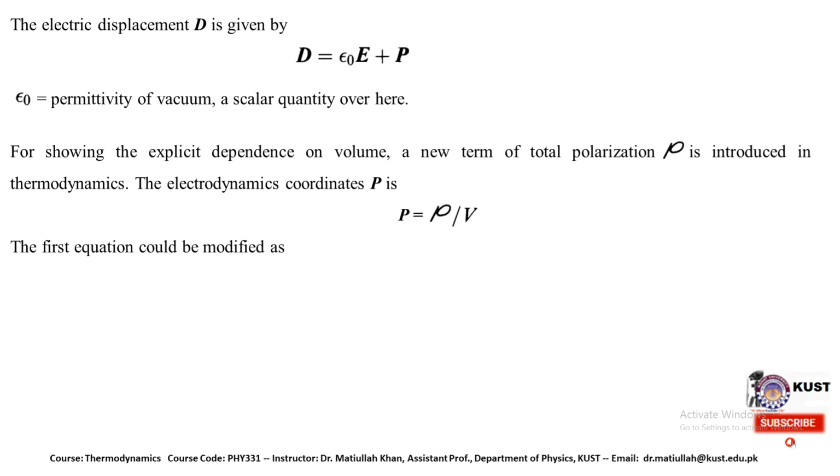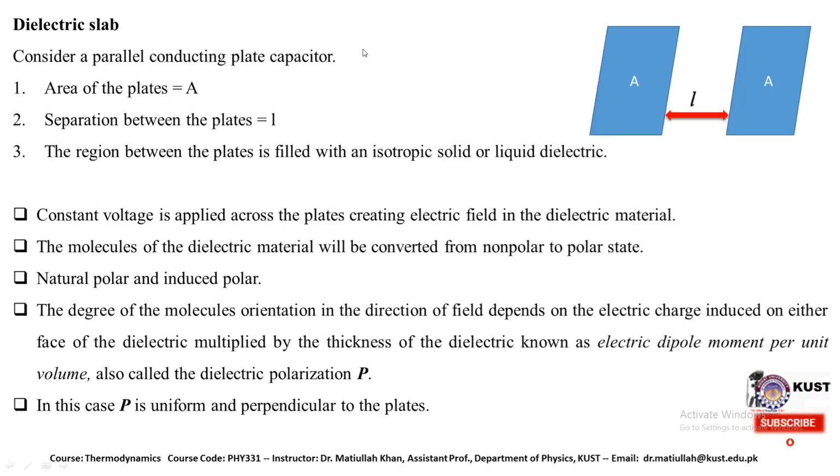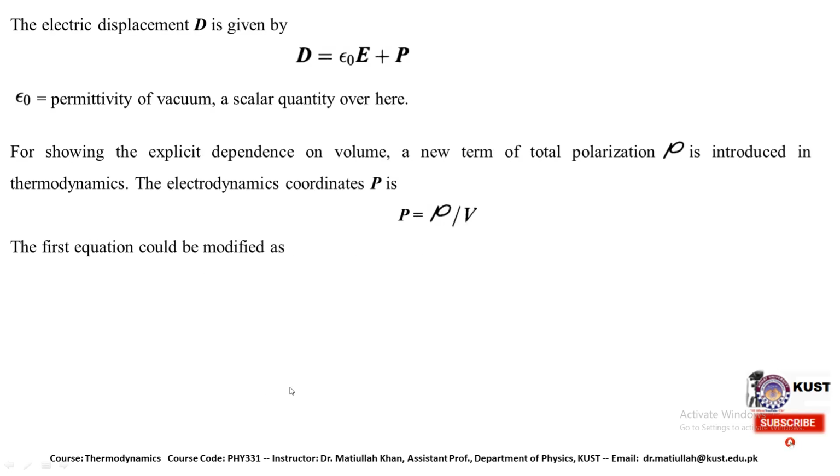So how can we describe this polarization? The electric displacement, that is represented by D, is equal to epsilon naught E plus P. Here epsilon naught is the permittivity of vacuum, that is actually a scalar quantity. E is the electric field applied, and P is the polarization. Here we discussed that this is actually the dielectric polarization. So this is actually the equation for the electric displacement.